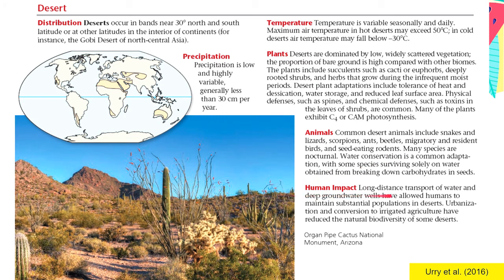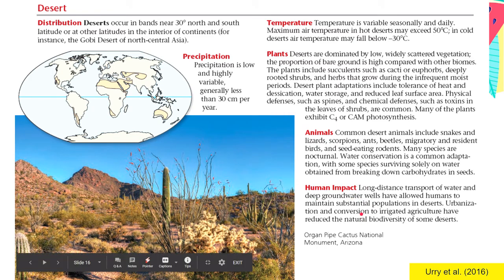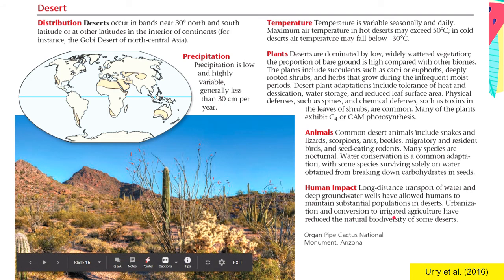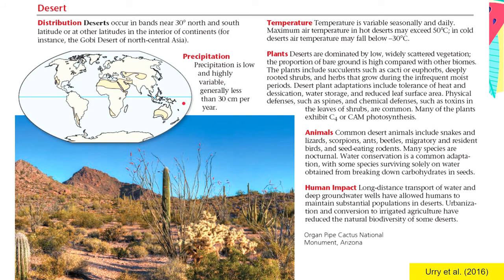Human impact: long-distance transport of water and deep groundwater have allowed humans to maintain populations in deserts, and slowly urbanization has also occurred in deserts. So more and more people are becoming better adapted to live in deserts through all these technological adaptations. Humans have also converted some desert lands into irrigated agriculture. Sadly, that action tends to reduce the natural biodiversity found in some deserts.